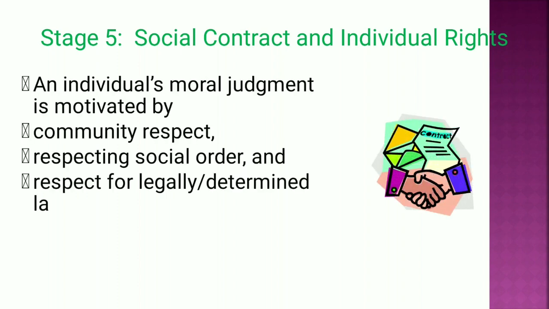Stage 5 is social contract and individual rights. An individual's moral judgment is motivated by community respect, respecting the social order, and respect for legally determined laws.